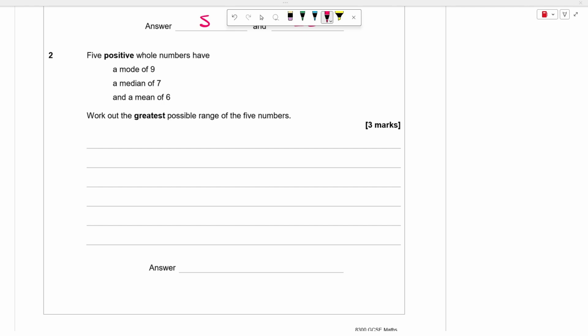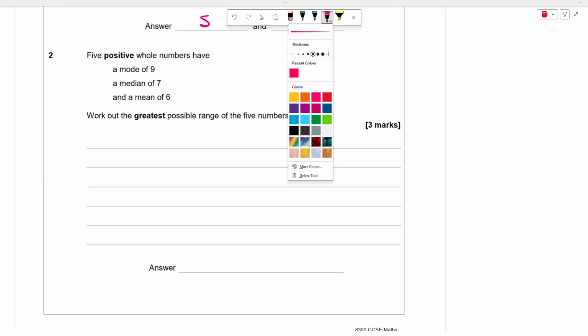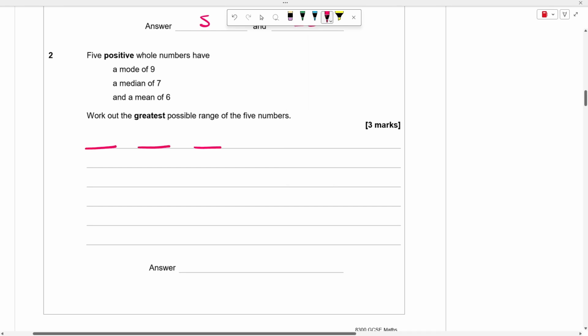Moving on to question 2, it says 5 positive whole numbers have a mode of 9, a median of 7 and a mean of 6. And the question is asking us to find the greatest possible range of the 5 numbers. Now when you get a question like this, I always recommend students to not play hangman in the middle of their exam, but to set up 5 dashes, and this is what represents our 5 numbers.